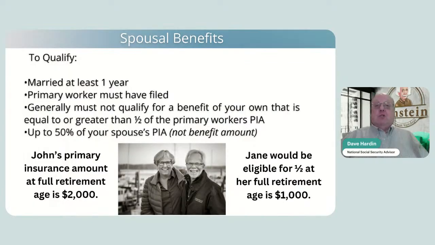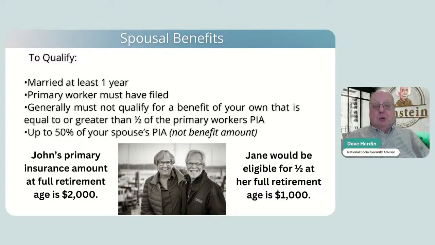If you're looking for spousal benefits, you must have been married for more than 1 year. The primary worker must have filed. The primary worker would be the one with a higher income. Generally, they must not qualify for a benefit on their own that is equal to or greater than 1/2 of the primary worker's PIA. PIA means primary insurance amount. It's not the same as your full retirement age benefit, but it's so close, we're just going to refer to them as the same thing for our purposes right now.